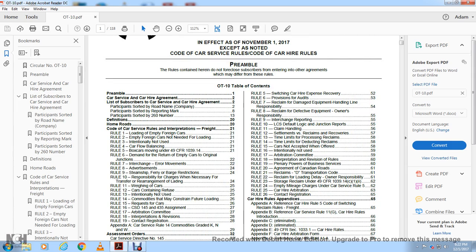transactions. Alright, we're going to read these and we're going to go to the cards. We're going to read until we get to the car service interpretations of freight for the first tape.